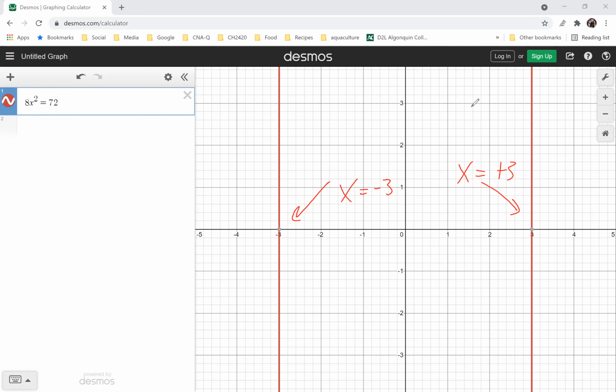So again, you can always check your answers by graphing this. This program is free. As you can see here, I'm not even signed into it. This is a free program, so I highly recommend trying this out.